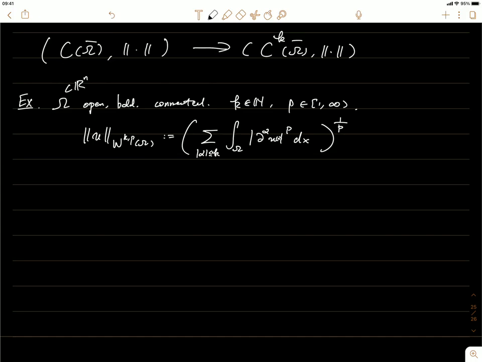So it's the partial derivative of u at x, take the pth power and take the integral. This is how we define a norm, and again we can easily check that this is a norm, satisfying all three properties of norms. We will be interested in the space called W^{k,p}(Ω), and the norm is just what we defined. This is the so-called Sobolev space.